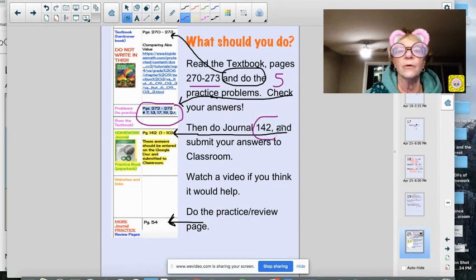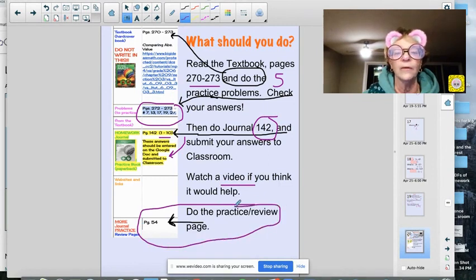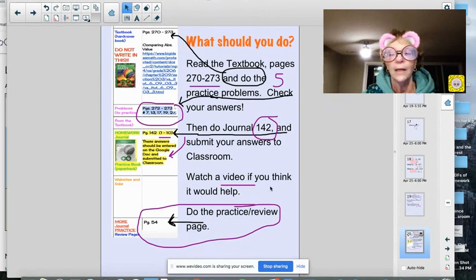Then you should do journal page 142. There are 10 problems, same documents for you there on Classroom. You can watch a video if you think it would help, and you should do the practice review page on decimals.